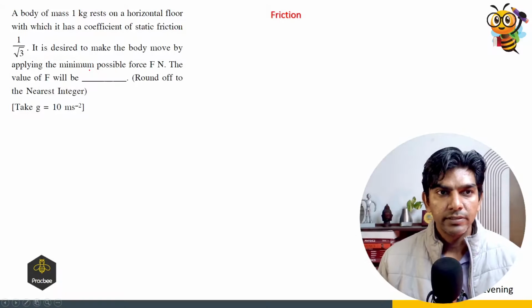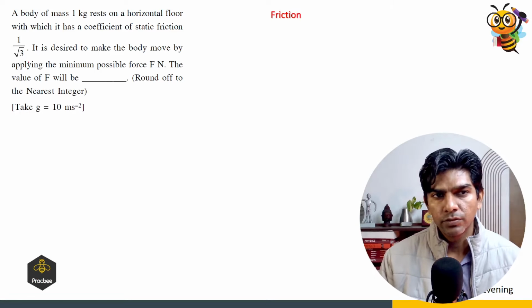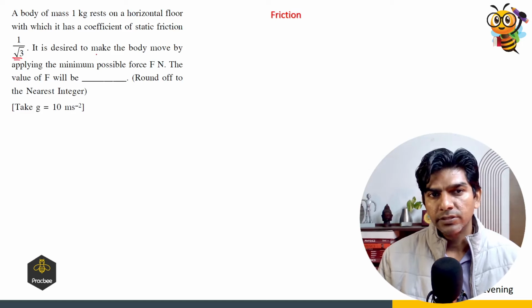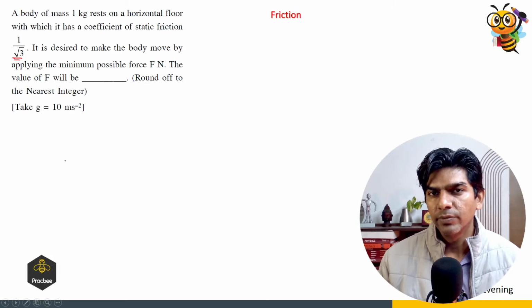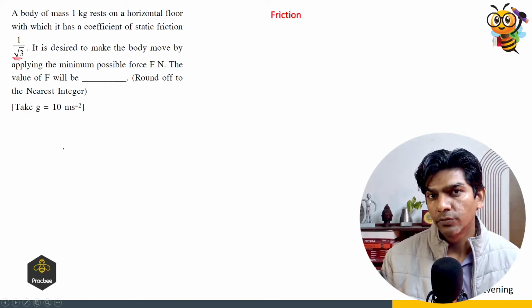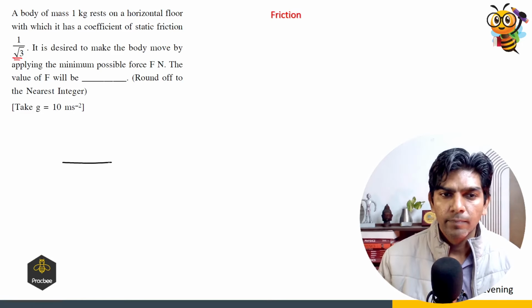Right, so now let us see this question. A body of mass 1 kg rests on a horizontal floor with which it is having a coefficient of static friction 1 by root 3. It is desired to make the body move by applying the minimum possible force F. The value of F will be? So when they ask what is the minimum force required, the force is not in the horizontal direction, it is always at a certain angle. So let us see.